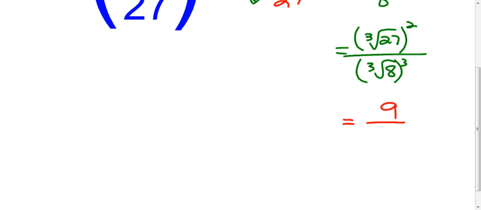And then to the third power, and it shouldn't be to the third power. Sorry, this should be squared. Sorry, the cube root of 8 is 2, and then 2 squared would be 4. I wrote that wrong, sorry.